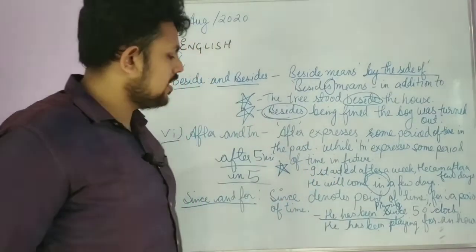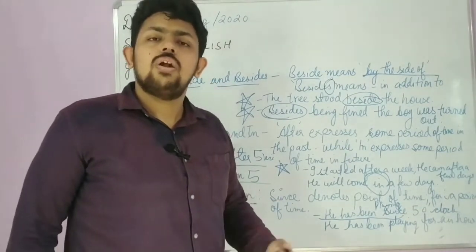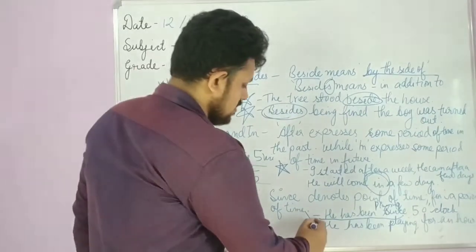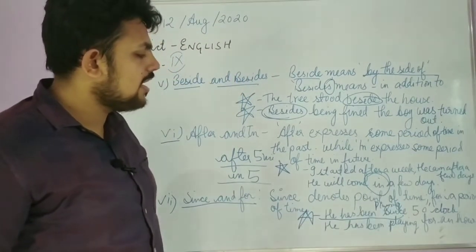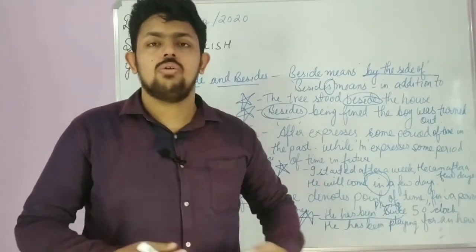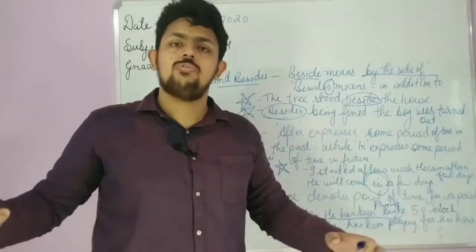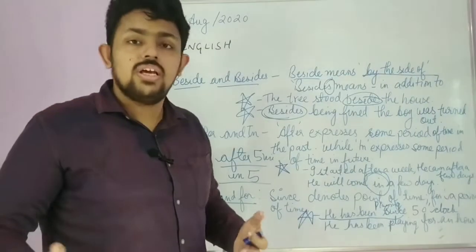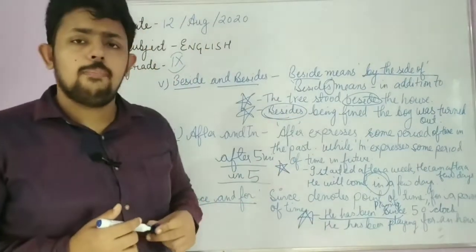Okay, for a year. And he has been playing since 5 o'clock. So this is a very important thing that you have to keep in mind. While we are talking about a particular point of time, 5 o'clock, 7 o'clock, 3 o'clock, we will use since. While we are talking about a period of time, 3 hours, 3 months, a few days, we will use for. So these were a few more prepositions.